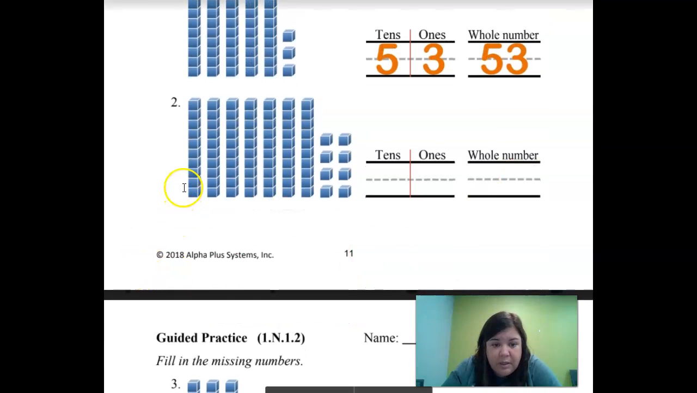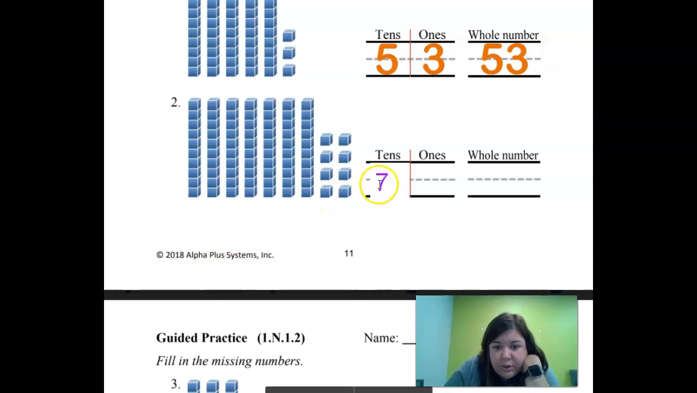Let's look at this one. We're just going to count how many of these 10 rods that we have. 1, 2, 3, 4, 5, 6, 7. That means we have 7 tens. Write it like that. See under tens, that says tens. We just write the 7 down.